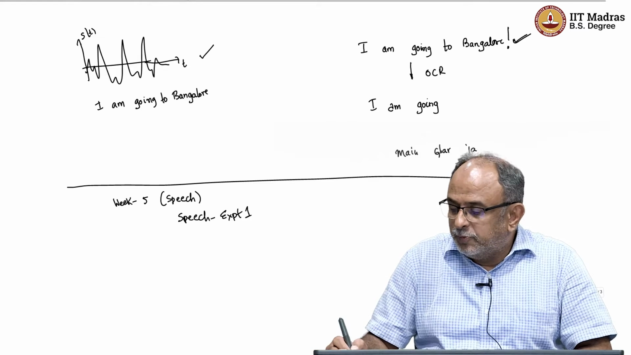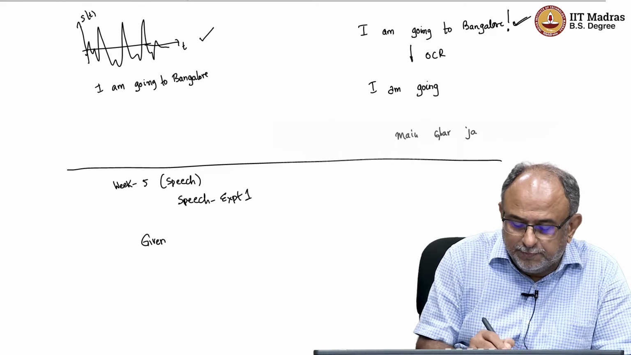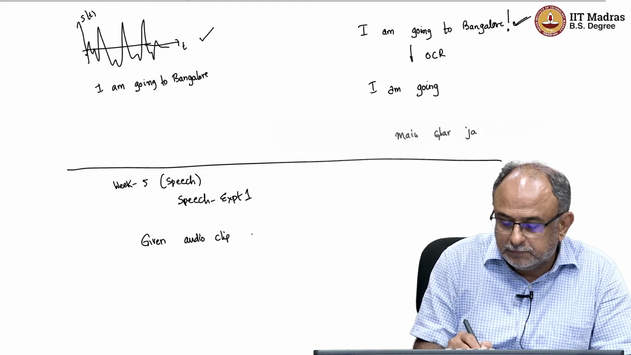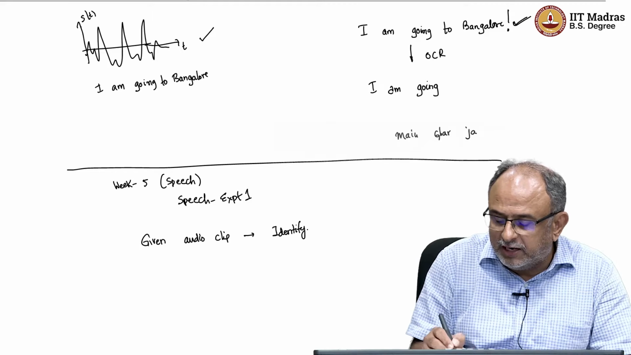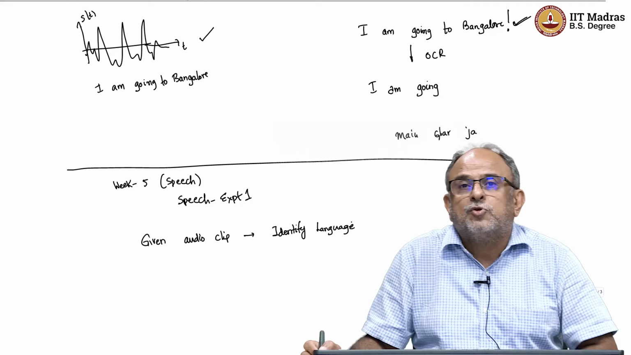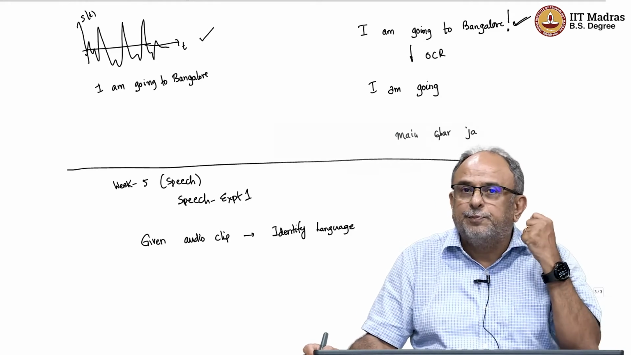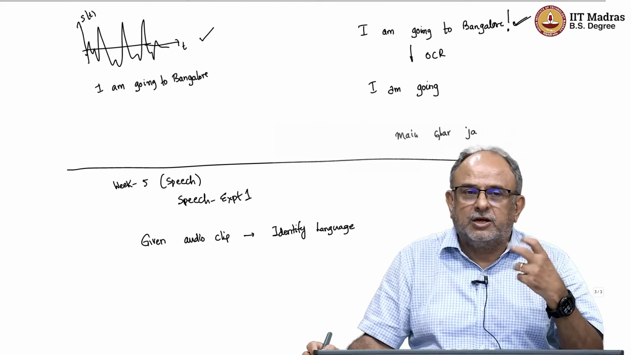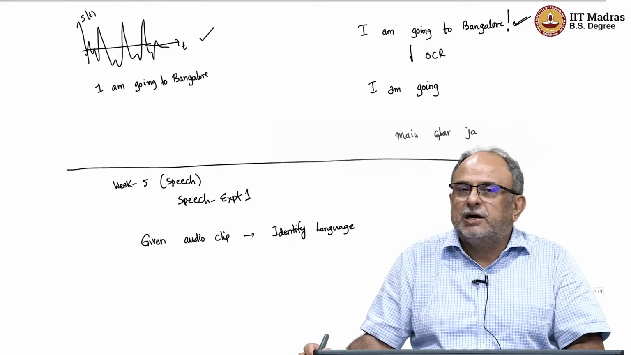So, the task is, given a speech signal or given an audio clip, identify the language. Okay. This is all. So, it is called language identification. Why is this useful? For example, you want to call a customer service. As soon as the call picks up, it will say welcome to whatever it is, Airtel or Jio customer service.